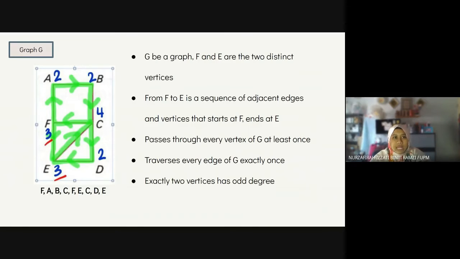We have already checked these four characteristics based on the definition. Now, we must also check whether there are exactly two vertices of odd degree. As you can see in the diagram, I already counted the degree for each vertex, and we can see that vertex E and F have an odd degree of 3. Therefore, it is true that this graph G has an Euler path based on the definition and theorem. That's all for the Euler circuit and Euler path.